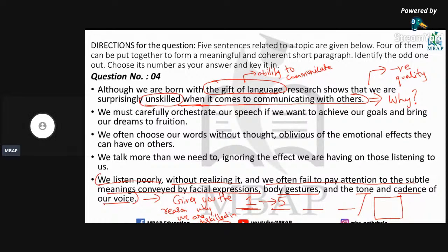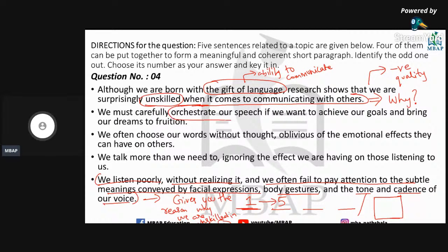So 5 says the reason why we are bad at communicating with others is that we don't listen. We don't pay attention to the subtle meanings conveyed by facial expressions, body gestures, and the tone of the voice. Is that clear? Okay. Then let's read sentences 2, 3, and 4. Sentence 2 says we must carefully orchestrate our speech.